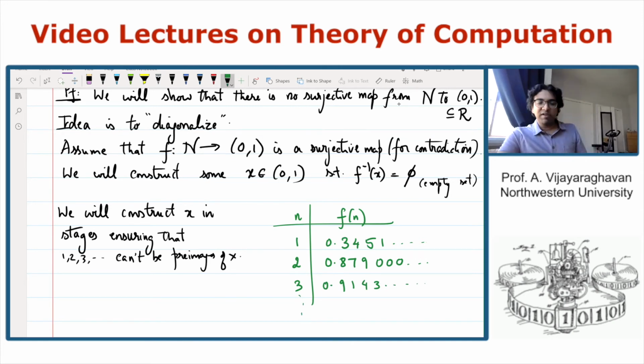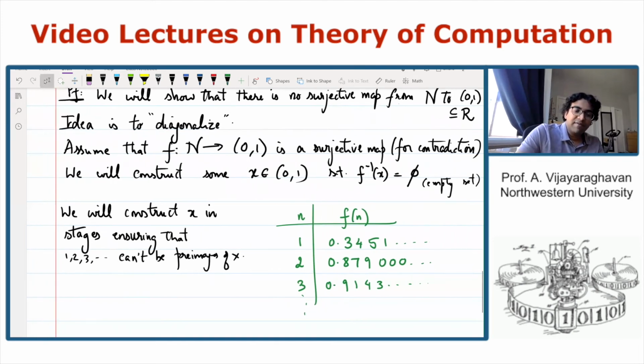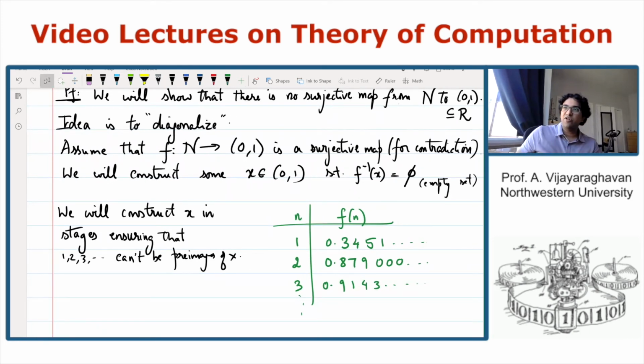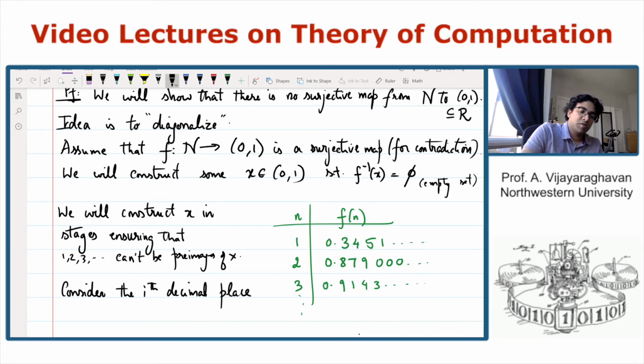Now we will construct this number x, and we will construct it in a way that ensures that f of 1 is not equal to x, f of 2 is not equal to x, and so on. The way we'll do this is by considering the ith decimal place of f of i.